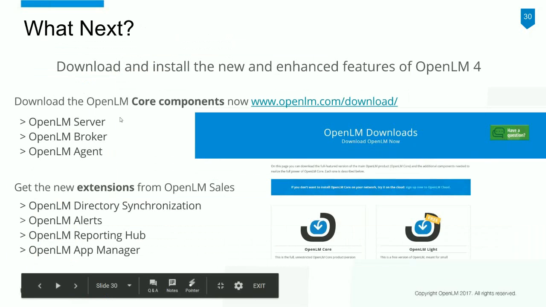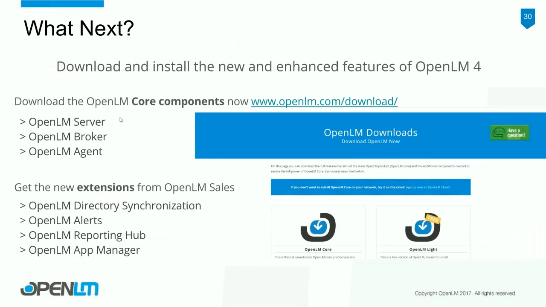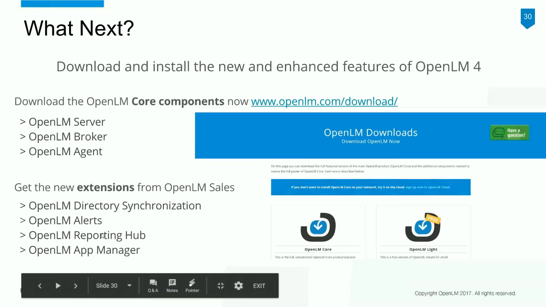So what's next? First, you can download and install the enhanced features of OpenLM version 4. A quick recap: the changes were in the server, broker, and agent, which are the core components. And also, if you would like to try the extensions, you need to contact sales, and you can try the enhancements in the directory synchronization, the alerts, reporting hub, and app manager.